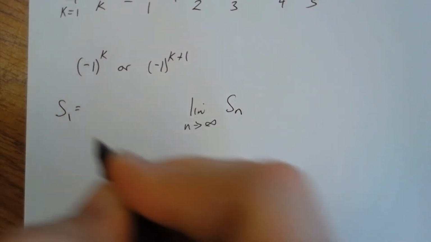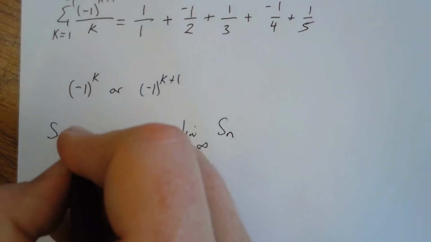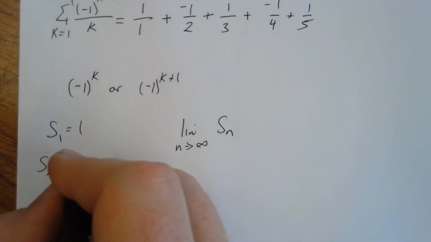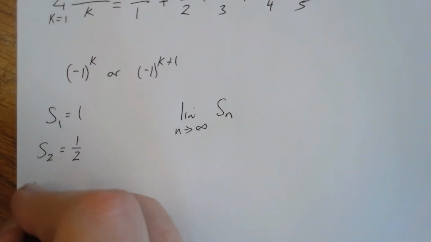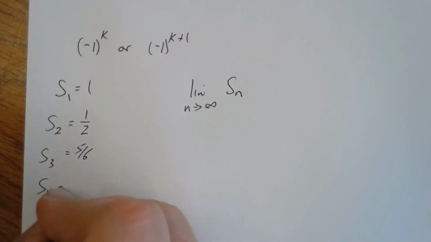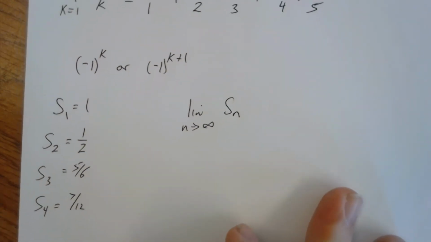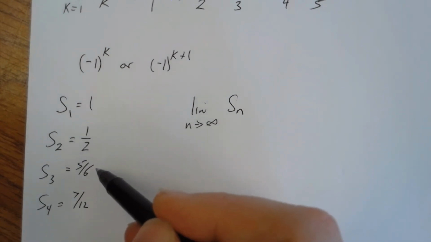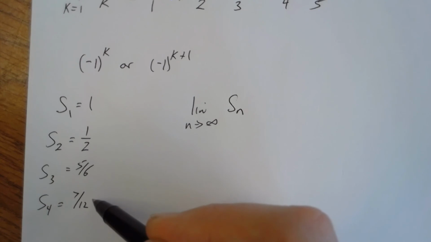Well, the first sum is simply the sum of the first term, so that's just going to be 1. And then the sum of the first two terms, that's 1 and negative 1/2, is going to be a positive 1/2. And then when I do s sub 3, I get something like 5/6. And when I do s sub 4, I get 7/12. Now, if you look at these carefully, it starts out at 1, it cuts that in half, it goes a little bit above 1/2, and then it bounces even closer.